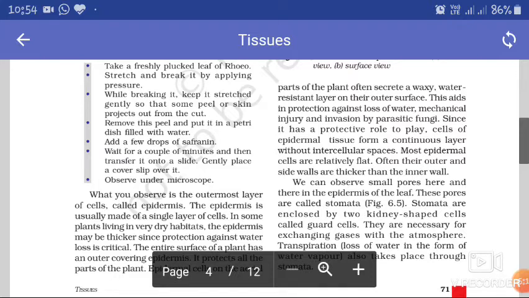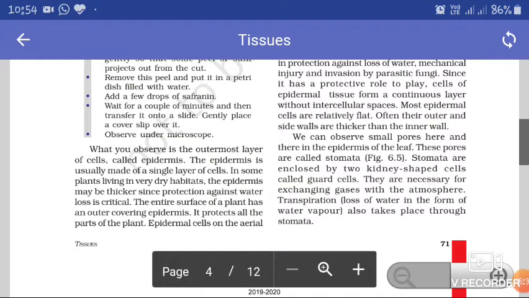In some plants living in very dry habitats, the epidermis may be thicker since protection against water loss is critical. The entire surface of the plant has an outer covering, epidermis. It protects all the parts of the plant.